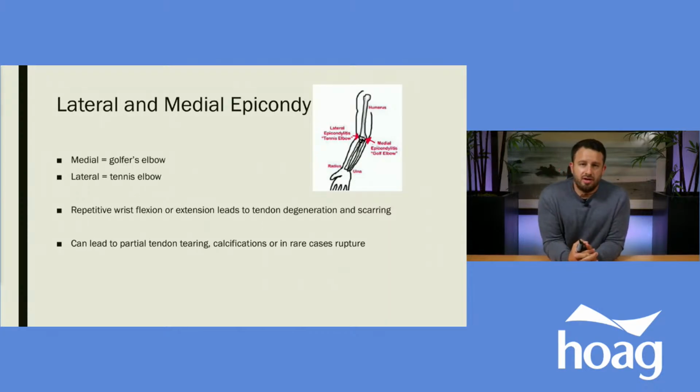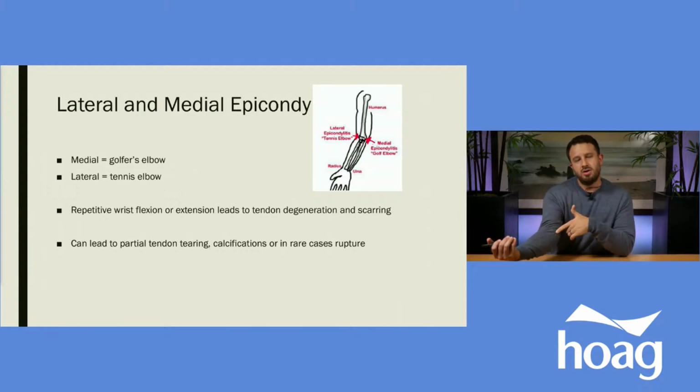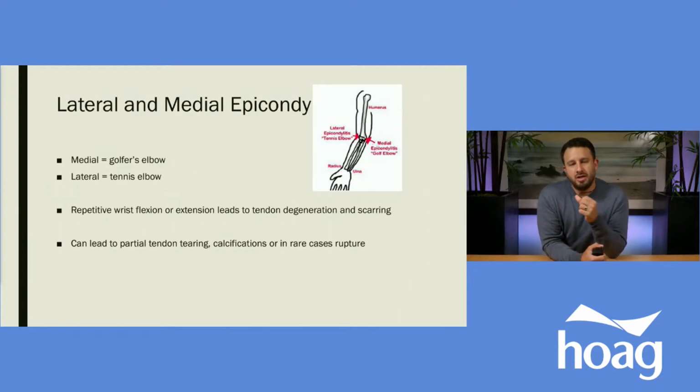So we'll kind of move down the arm to both lateral and medial epicondylitis. Medial epicondylitis is also known as golfer's elbow, and probably most of you have heard of lateral epicondylitis or tennis elbow. These are commonly injured due to repetitive wrist flexion or wrist extension. These muscles form one common tendon that attaches either on that lateral epicondyle or medial epicondyle, and you get tearing or scarring or disorganization of that scarring that can lead to pain and injury.